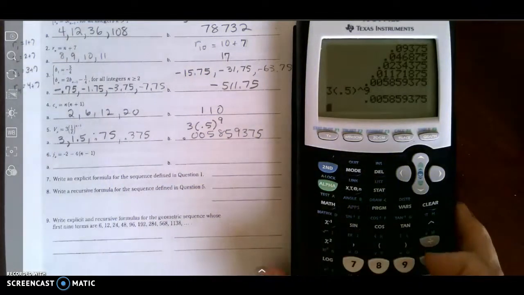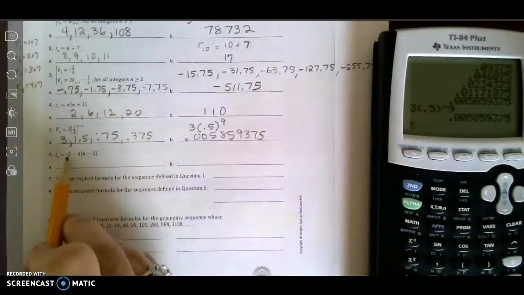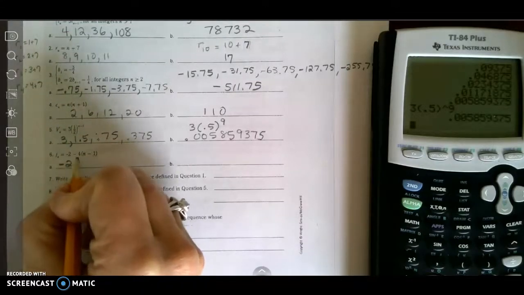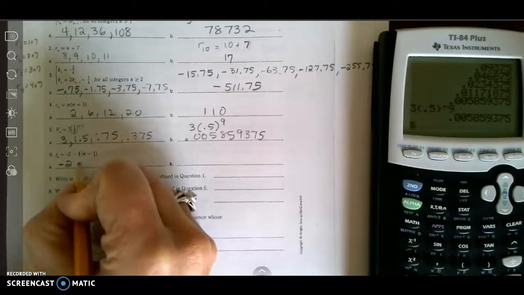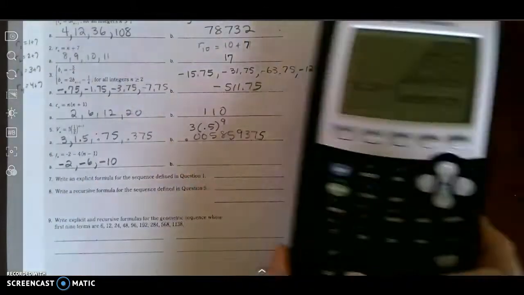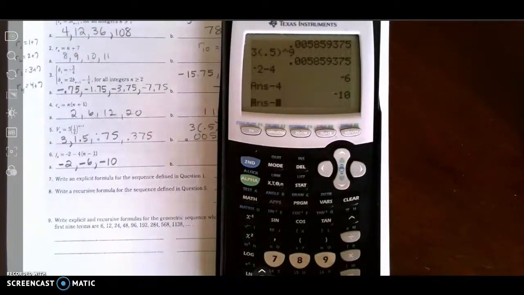Right, number 6. I can tell that this is arithmetic and it's an explicit formula, just like the last one was geometric and explicit. I start with -2 and I'm subtracting 4 according to this formula for every term. So that would be -6. Subtract 4 is -10. If I need to, I can do it here. -2 minus 4 minus 4 minus 4.